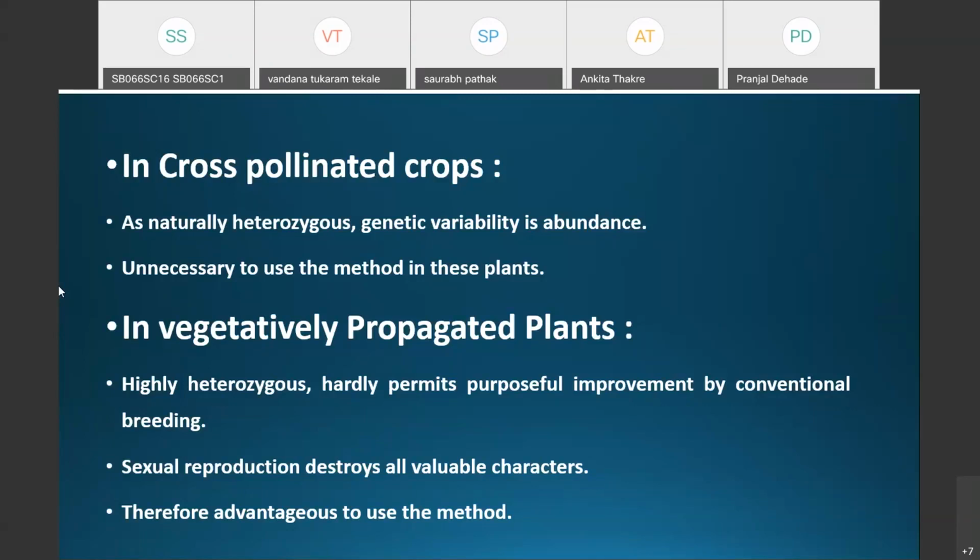Okay, then the application of mutation breeding in the vegetatively propagated plants. Vegetatively propagated plants are highly heterozygous and they hardly permit purposeful improvement by the conventional breeding techniques. Sexual reproduction in these vegetatively propagated plants destroys all the valuable characters, and therefore plant breeders believe it is advantageous to use the mutation breeding technique in them. That is all about the application of mutation breeding in self-pollinated crops, cross-pollinated crops, and vegetatively propagated plants.